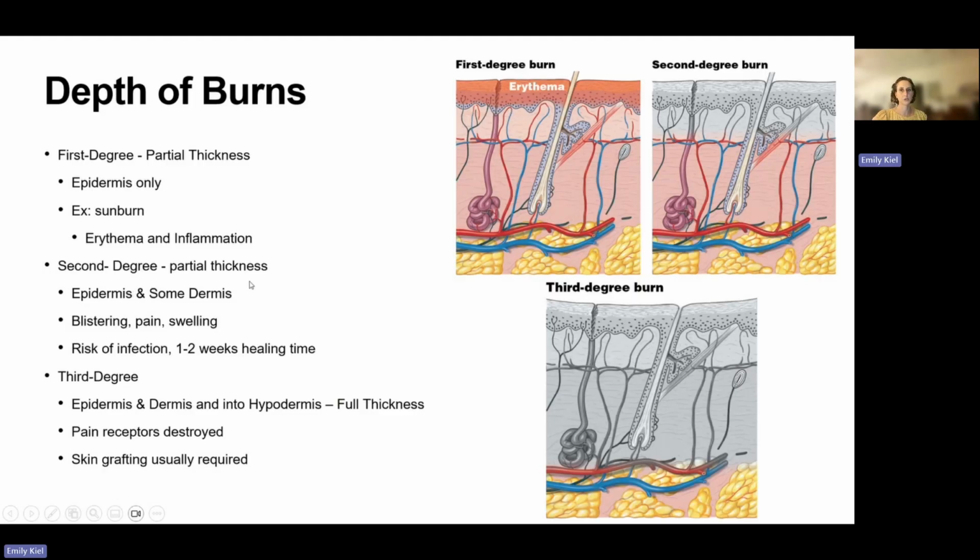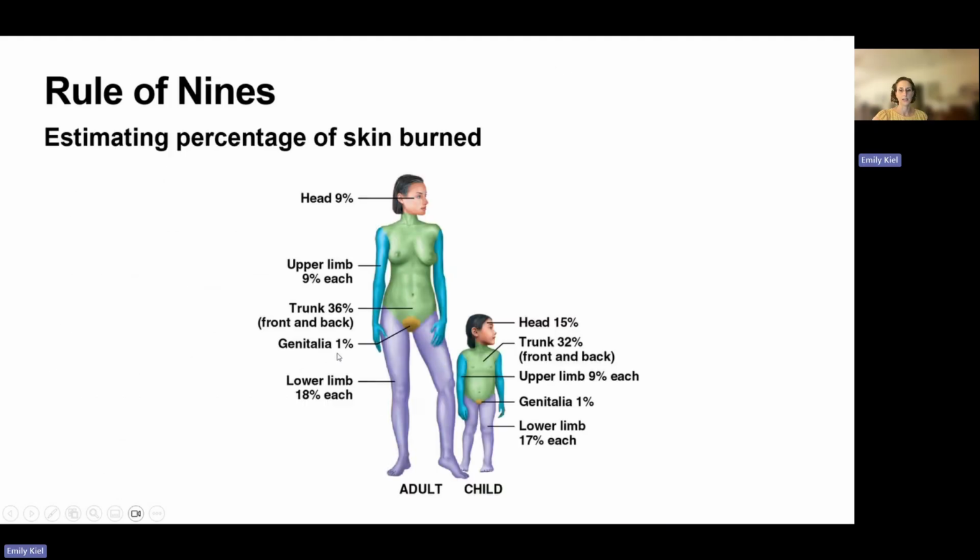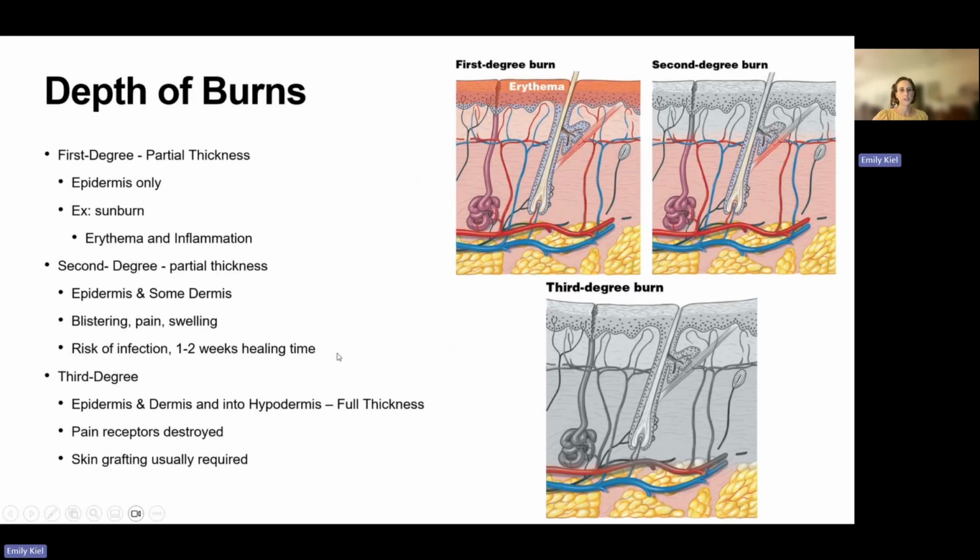If you have a second-degree burn, this is known as a partial thickness burn too, but we've got the epidermis and some dermis as well. And here you're going to start seeing blistering, pain, and swelling. There is a risk of infection. It'll take 1 to 2 weeks to heal. And then if we get to third-degree burns, we've got the epidermis and the whole dermis is compromised. It's into the hypodermis. It is a full-thickness burn, and the pain receptors are destroyed.